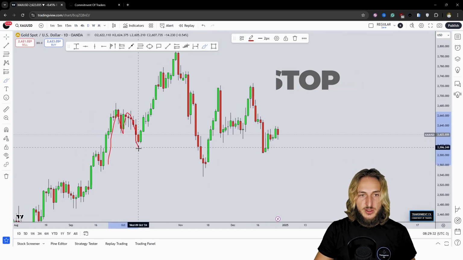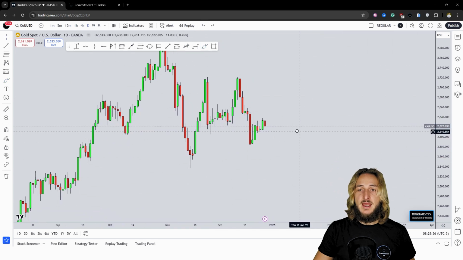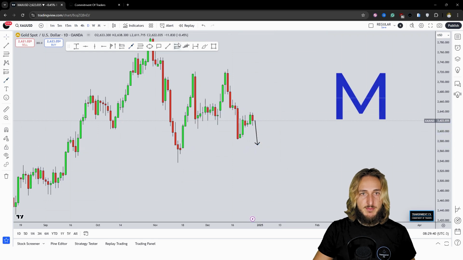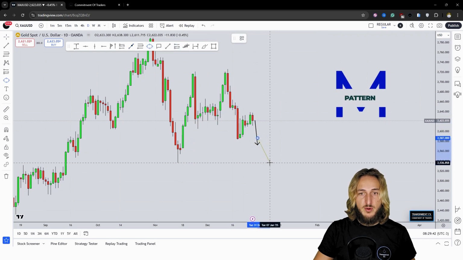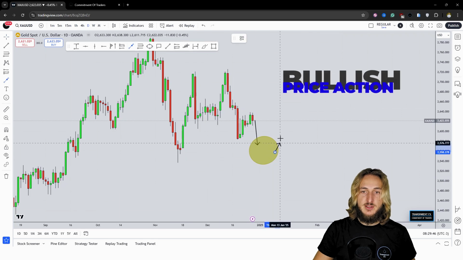We can see, for example, here the M pattern, and then the market created a rejection to the upside. So if the market from here will create a push lower and create this M pattern, at that point, there is a good probability to see a potential rejection to the upside fueled by institutional longing.